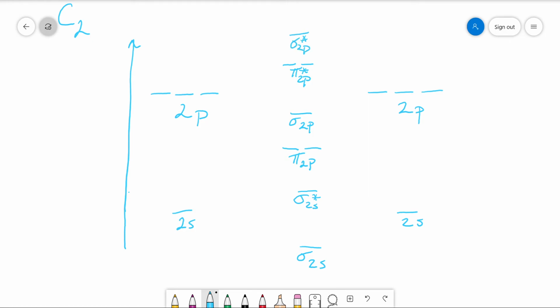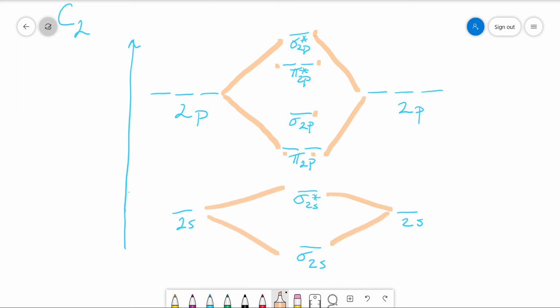Something else to take note of here. We have 6 total 2p atomic orbitals: 1, 2, 3, 4, 5, 6. And how many molecular orbitals came out of that? 1, 2, 3, 4, 5, and 6. So the number of orbitals doesn't change. It's just their identity and their energy levels that change. And then, of course, we have the 2s. We had two 2s's, and we have two sigma 2s's. One's bonding, one's anti-bonding, of course.